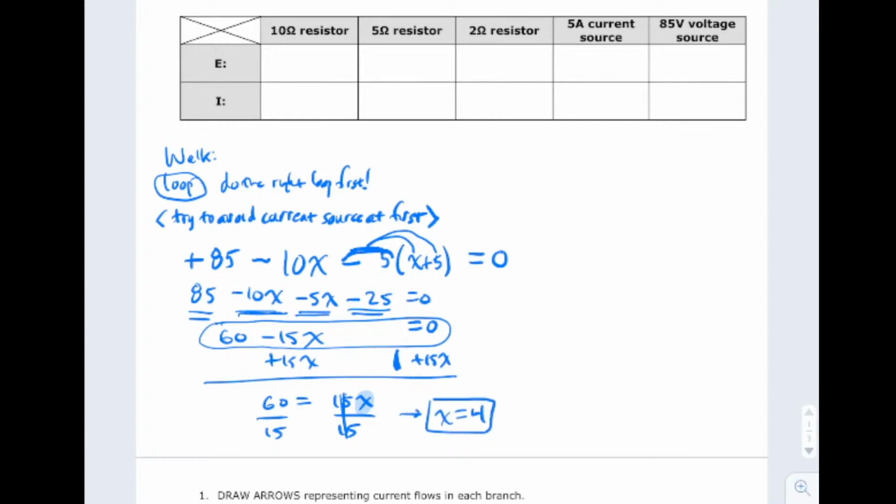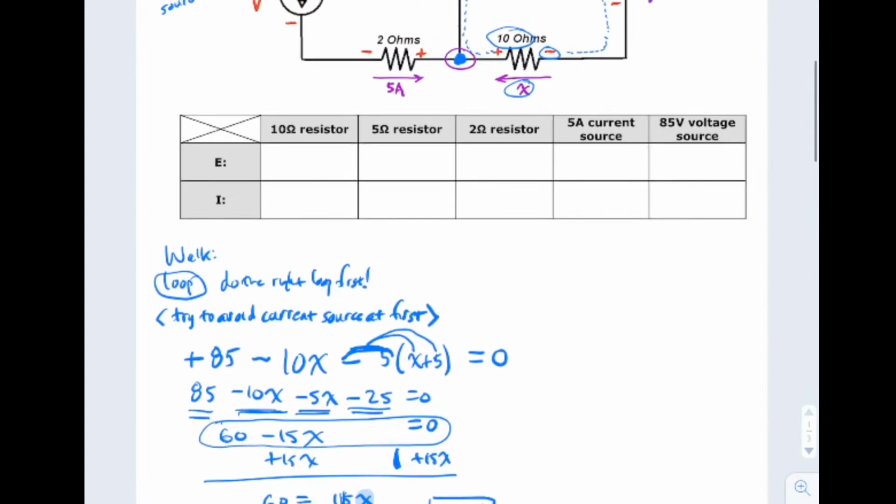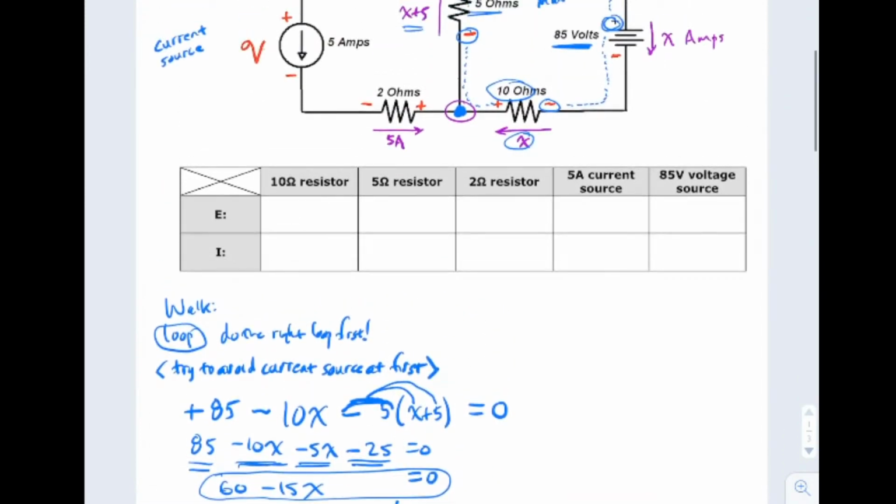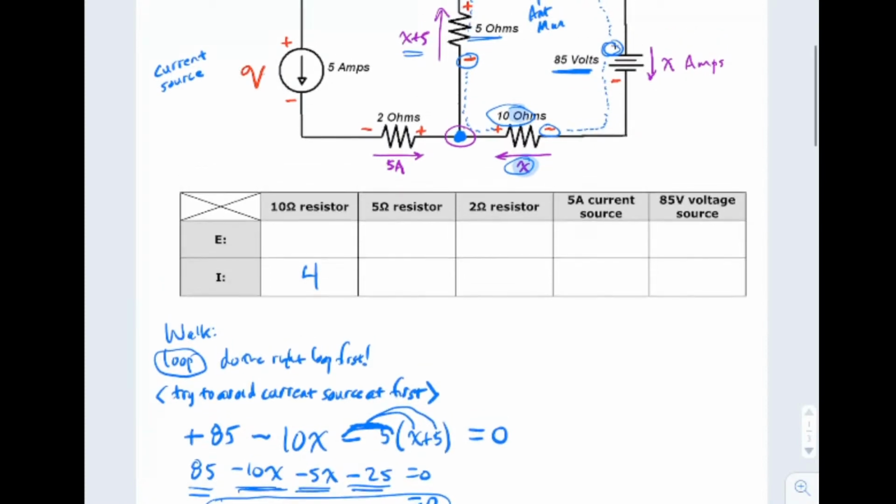And we just solved for our first current. Remember, x's and y's, they always stand for current. So I just solved for current. Now, where is that current? That current is right here. It's going through the 10 ohm resistor. So let me do that. Through the 10 ohm resistor, I've got a current of 4 amps. See, I can start writing some stuff down here. By the way, here's x again. So through the battery, through the 85 volt source, I've got 4 amps.